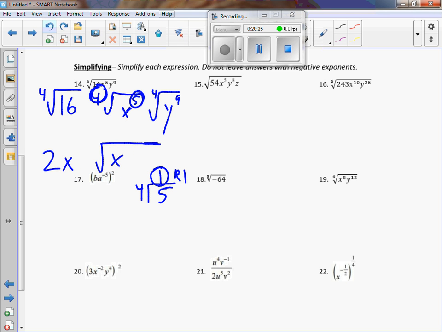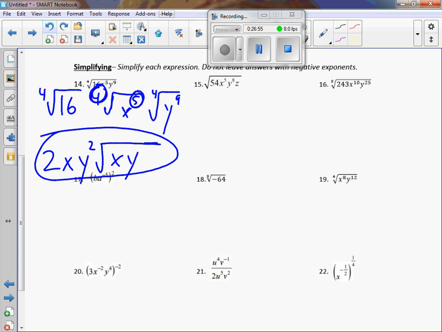So when I see y to the 9 over 4, we're going to do, how many times does 4 go into 9? It goes twice with the remainder of 1. Because that goes twice, we're going to put y squared out here. Inside we'll get y to the first. Again, we don't need that first power because we know what the first power is. And so this is your final answer.